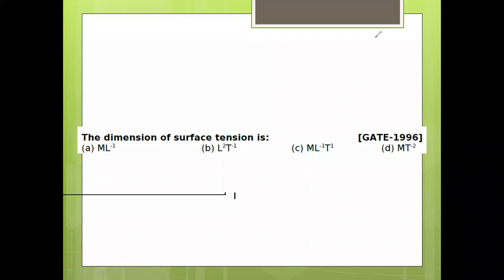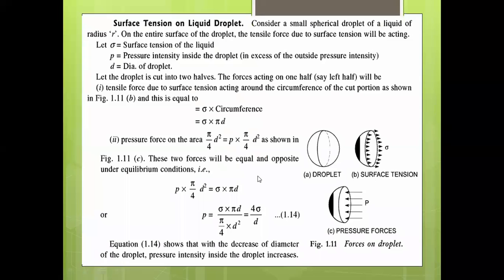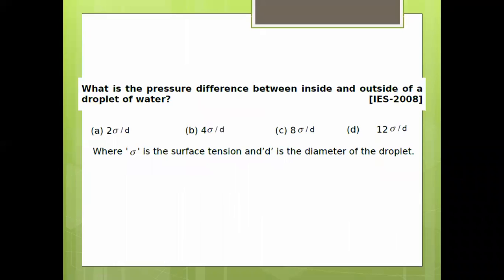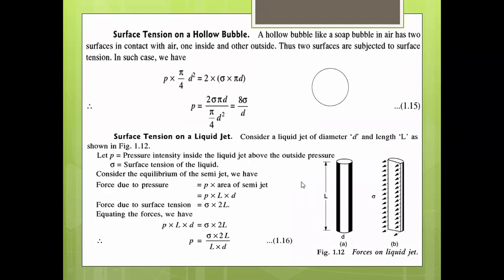See, many students have given the correct answer. Priyanka, your answer is wrong. You have put the B option there. I think you have written this formula also for surface tension, that is P is equal to 4 sigma upon D. And this question I think also we have solved: what is the pressure difference between inside and outside of the liquid droplet? The same answer, 4 sigma by D. We have solved this one.